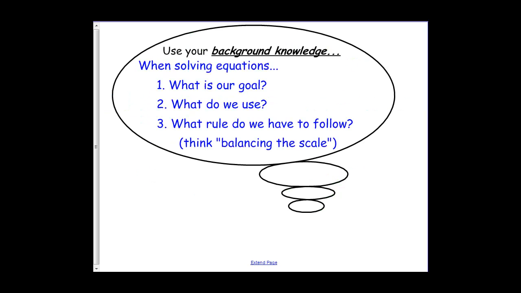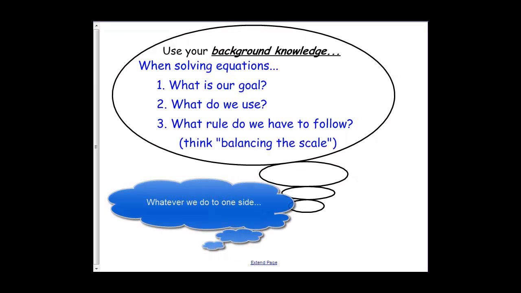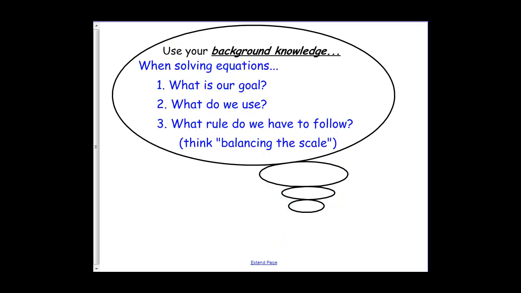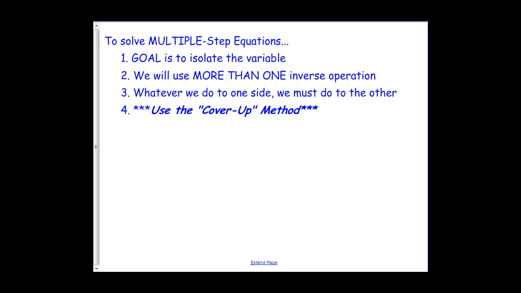You need to ask yourself, what's your goal when solving equations? What do we use when solving equations? And what's that rule that we have to follow when it comes to balancing the scale as I work those equations out? Remember, we're starting with two things that are equivalent. We want to keep them equivalent no matter what we do. There's the key rule of algebra when we solve equations, thinking about balancing that scale. So in case you forgot, this is what you're looking for.